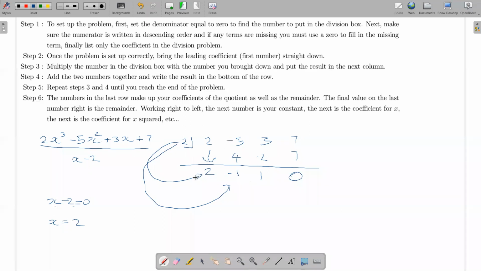Then multiply, and we write 4 here. 4 minus, I get a -1. Then -1 times this is -2. Okay, 1 and 1 times 2 is, sorry, the last one is wrong. No?